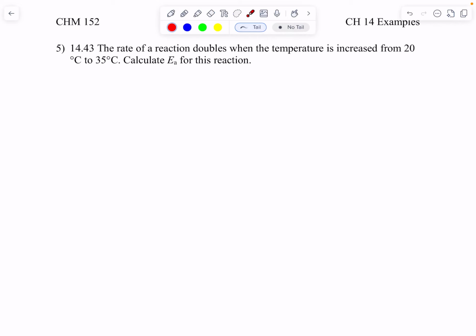Number 5, the rate of the reaction doubles when the temperature is increased from 20 degrees Celsius to 35. We're going to calculate EA for this reaction. All right, so this comes to mind: we have a rate, the rate doubles, so we have rates and temperature and EA. To me, that is the Arrhenius equation.